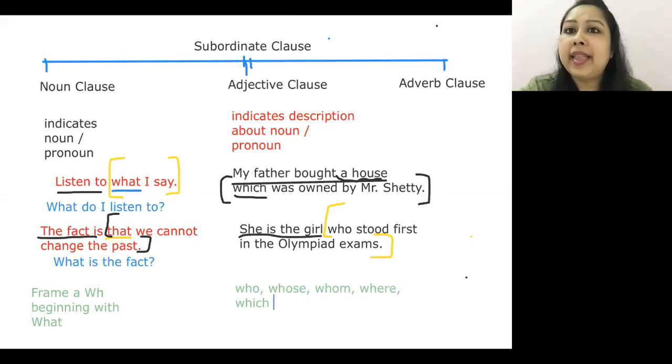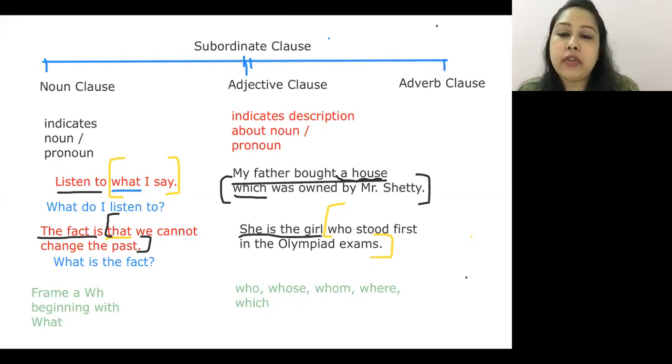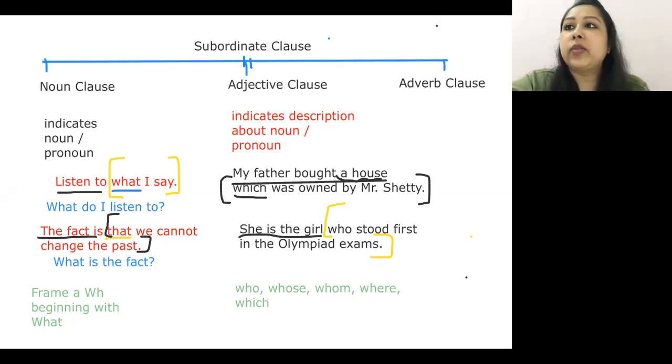I would not write that because there are times when that is also used in noun clause, and I already gave you one example. The fact is that we cannot change the past. The reason I told you to first check with the noun clause is that if it is a noun clause, you are not proceeding with adjective or adverb. You just frame a WH question, get yourself tested, and if it is not the answer, you proceed on to the adjective clause. But by default, who, whose, whom, where, and which would be part of your adjective clause. I hope this is understood. Yes, perfect.